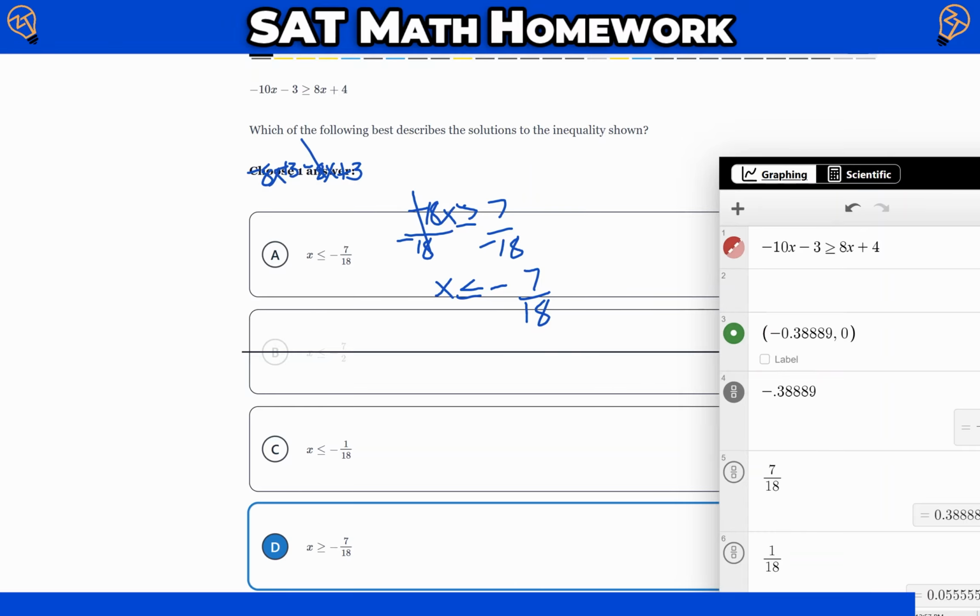So that's why it is good to use Desmos instead. However, it is also good to know this rule of multiplying or dividing by a negative makes the inequality symbol flip, making the correct answer A.